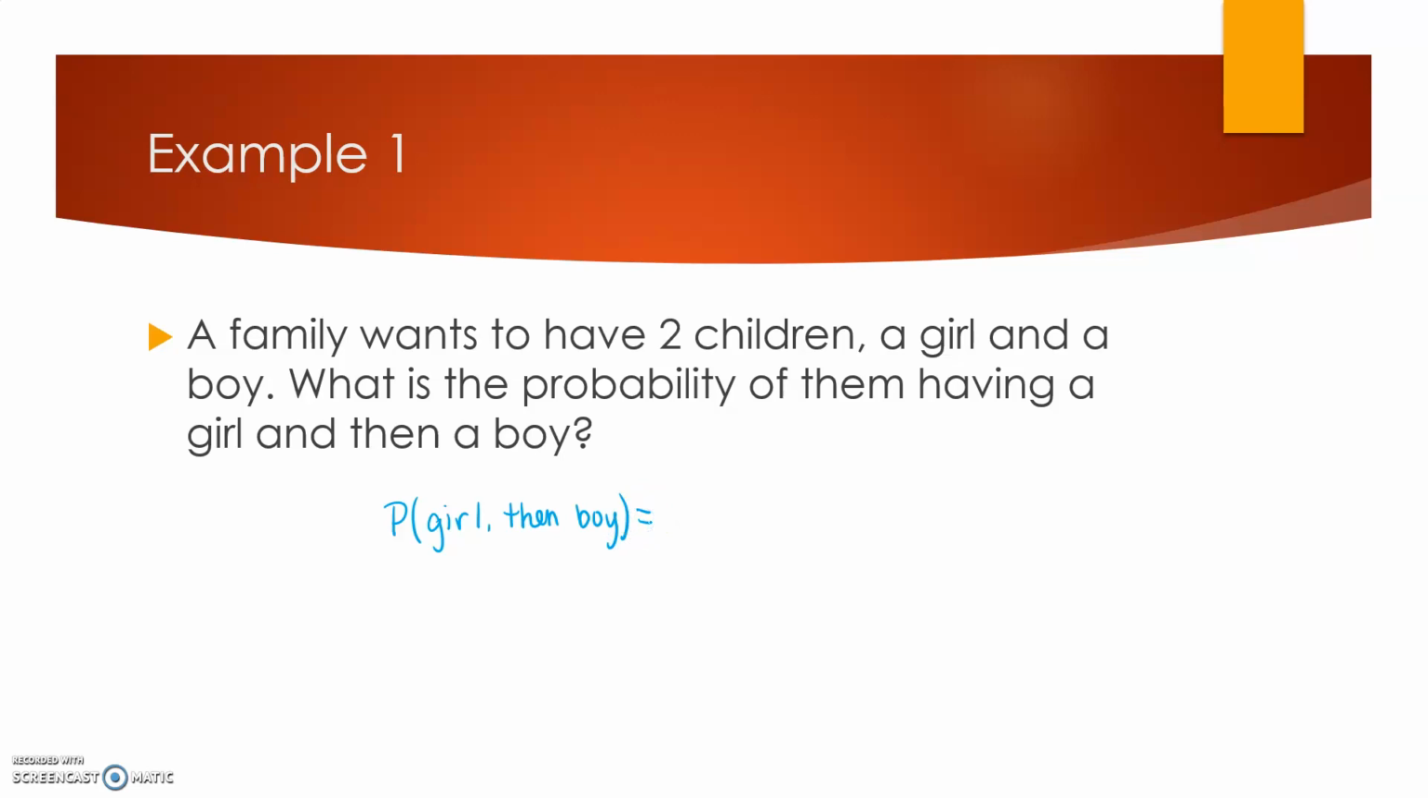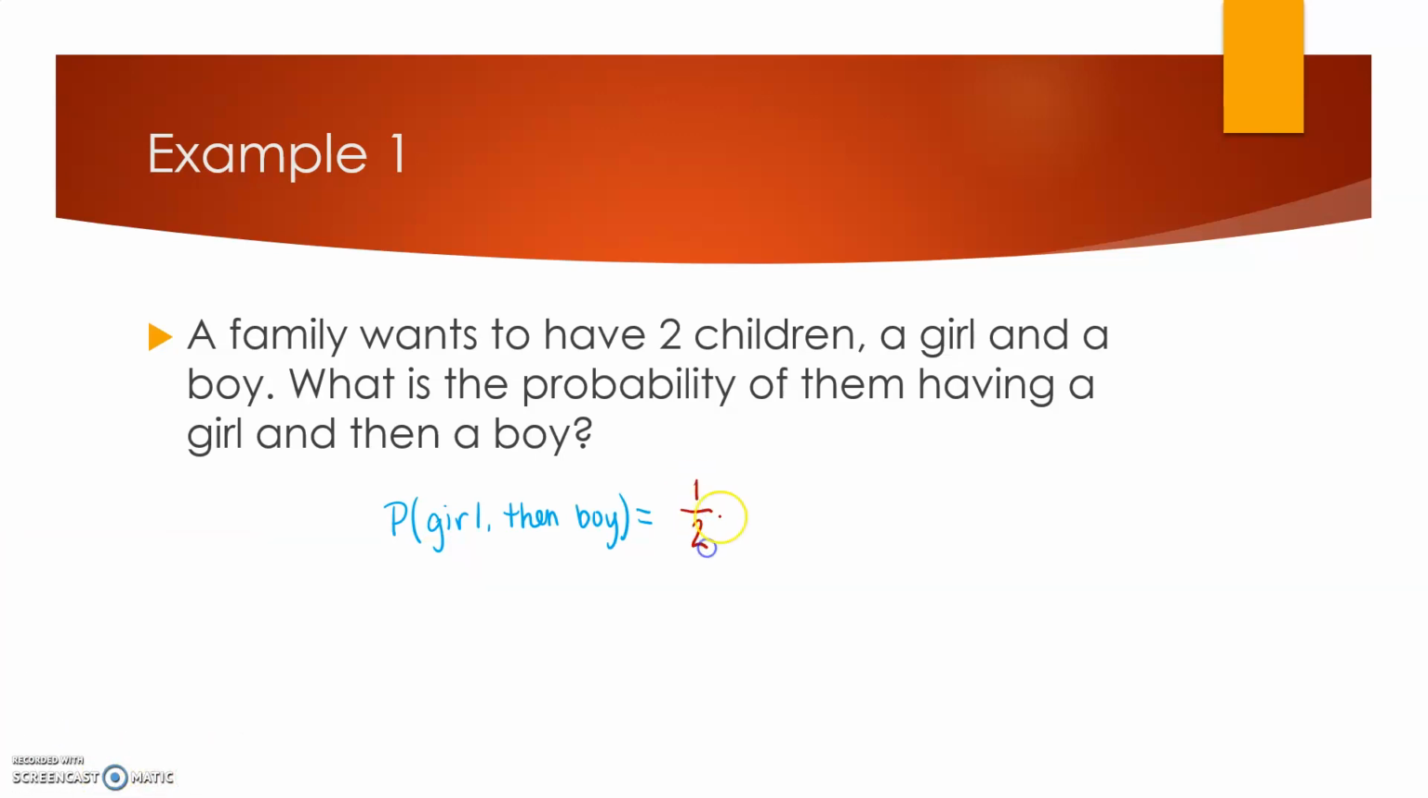Well, these are independent events. The gender of the first child does not affect the gender of the second child. It's not like, oh, you had a girl first, so that means it's going to increase the likelihood that you have a boy. It's still going to be the same probability. So the probability of having a girl is 1/2.